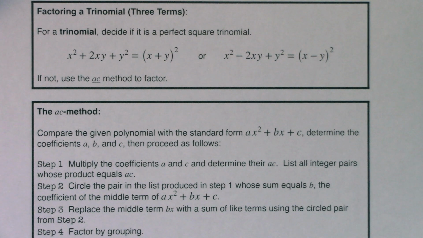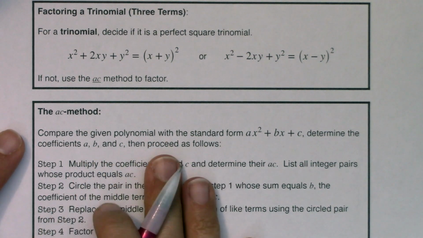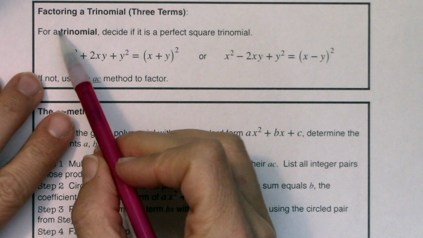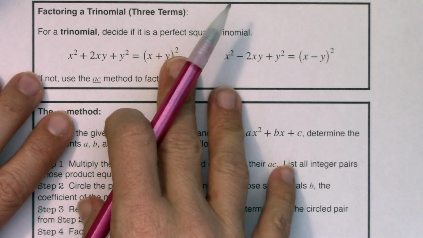Folks, welcome to example 4, and this one's going to be a big one. So we're going to learn a bunch. I'm going to focus on this AC method, but I wanted to give you a couple of other formulas that could possibly happen when you factor a trinomial.